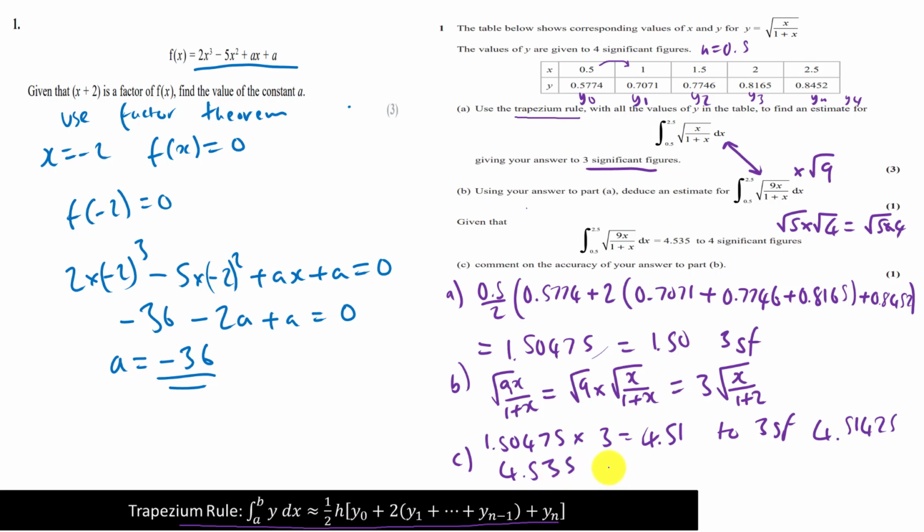Now part C, 4.535 is close to 4.51, so therefore the estimate is quite accurate. And if you obviously split it into smaller strips, it will become more accurate. Well, that's every question one.